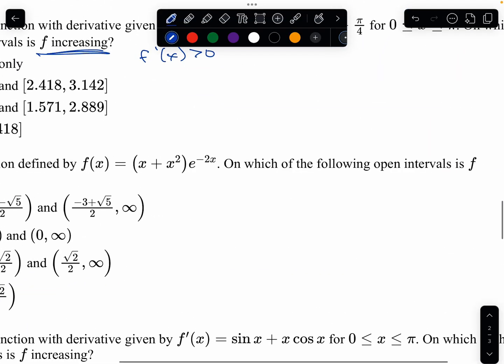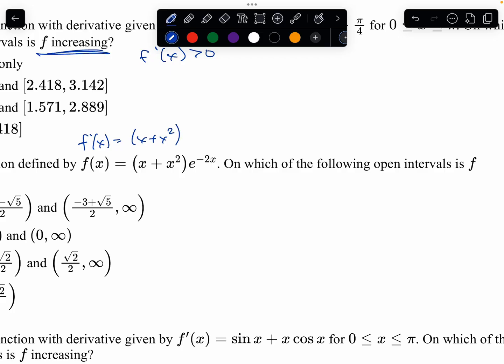So f prime of x is going to be equal to, we have to use the product rule. So we'll do the first times the derivative of the second. The derivative of the second is going to be negative 2 e to the negative 2x. And then plus the derivative of the first, which will be 1 plus 2x, times the second, e to the negative 2x.